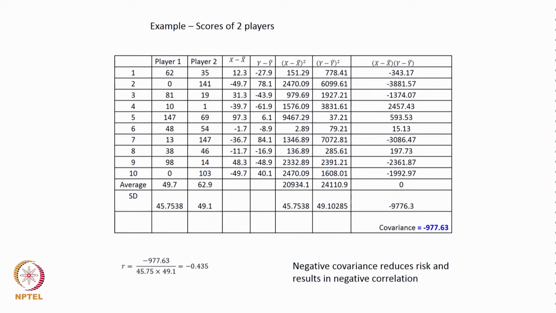Now we have also calculated this for the same two players. We have calculated that covariance becomes negative in this case. You can observe that in this situation covariance has become negative because x minus x bar is positive, y minus y bar is negative. Therefore, the product is negative, and then we have found the standard deviations, and the correlation coefficient is minus 0.435 in this. So one may make a general observation that a negative covariance reduces risk and results in negative correlation.